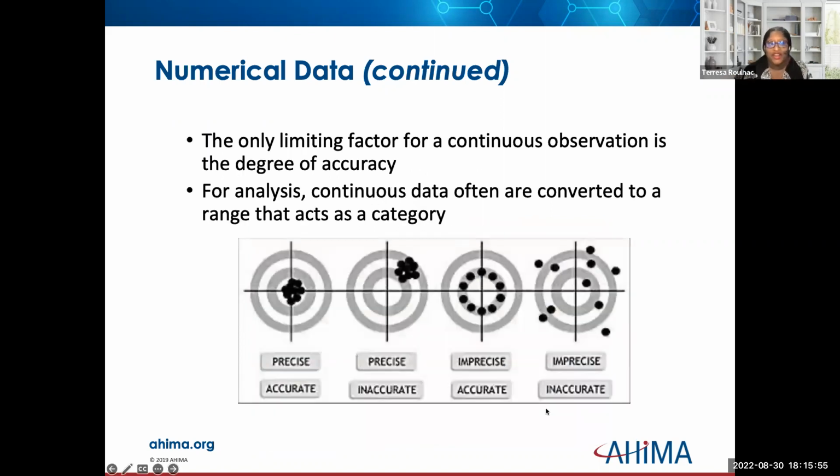We look at our limiting factors or continuous observations in the degree of how accurate they are. When we talk about analysis, you're looking at continuous data, often that is being converted to a range that acts as a category. And here we're looking at accuracy, right? This one's going to be precise, it's accurate. This one is also precise, but if you notice, it's not necessarily in the bullseye. Imprecise, well, look, everything is pretty accurate where they wanted it to be. And then you can have imprecise and inaccurate. You're just all over the place.